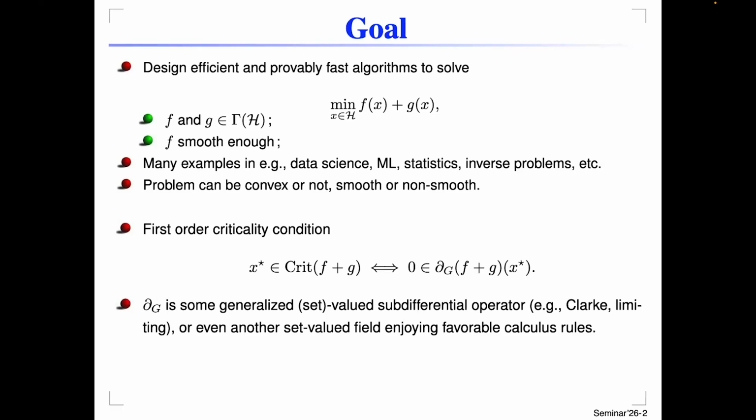I'm gonna make it even easier later, but typically, okay, here is the typical example. F here is smooth, okay, and this g here can be the indicator function of some constraint set, okay. So in which case, basically, I want to use here the gradient of f, and here I want to use the projector on the set.